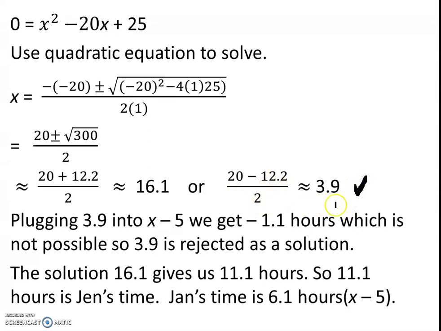Plugging 3.9 into x minus 5, we get a negative 1.1 hours, which is not possible. We can't have negative time, so we reject 3.9 as a solution. We now try the 16.1, and that gives us 11.1 hours. So 11.1 hours is Jen's time, and then 5 hours less than that is 6.1 hours, and that's Jan's time.